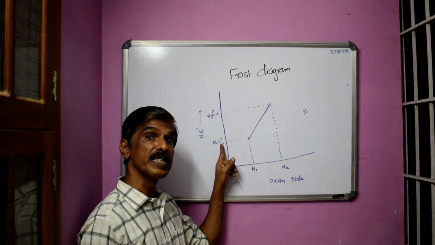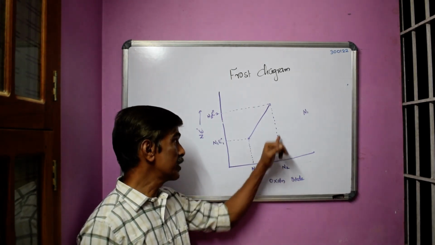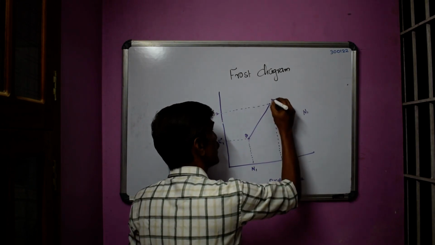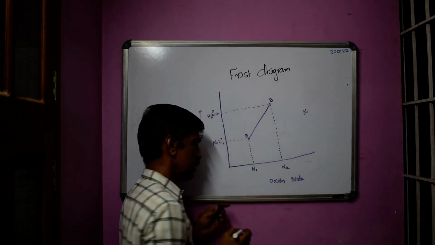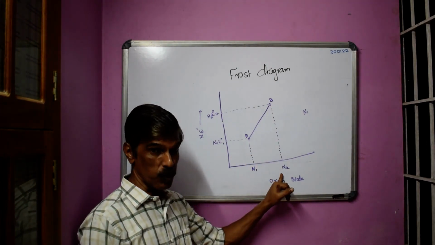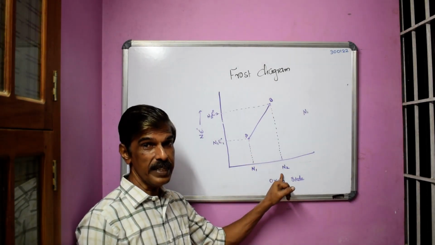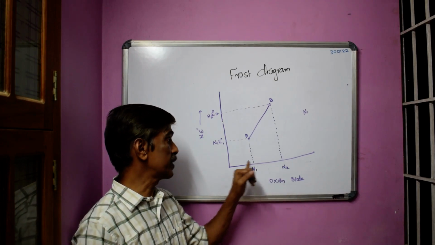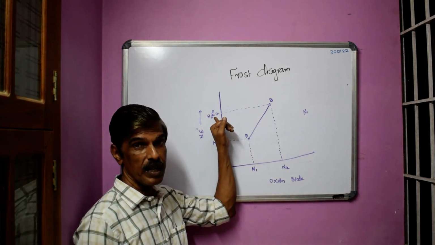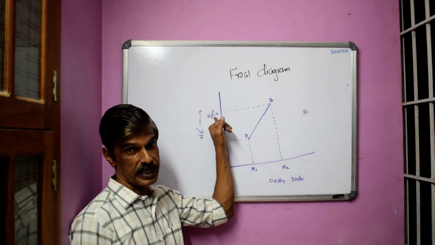That is E01. Similarly, the species representing B has the oxidation state N2, and its redox pair with the element in the zero oxidation state will be E02, isn't it?